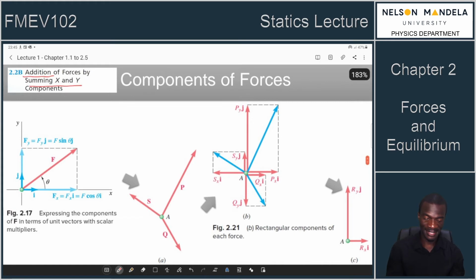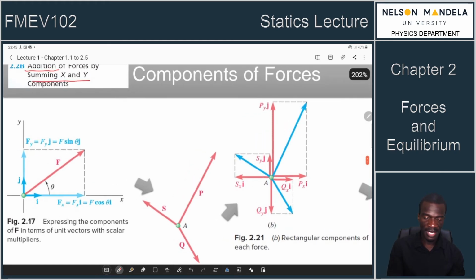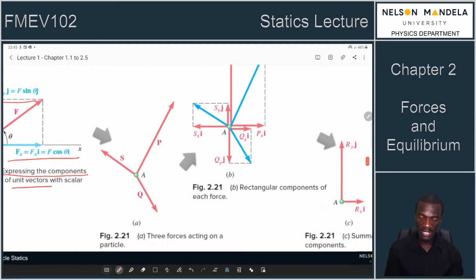So in other words, in this example, we have the first diagram, figure 2.17, expressing the components of F in terms of unit vectors. So this is what you've already done, right? Now, if you want to find the resultant of 3 forces that are acting on a particle, the example is shown in figure 2.21.